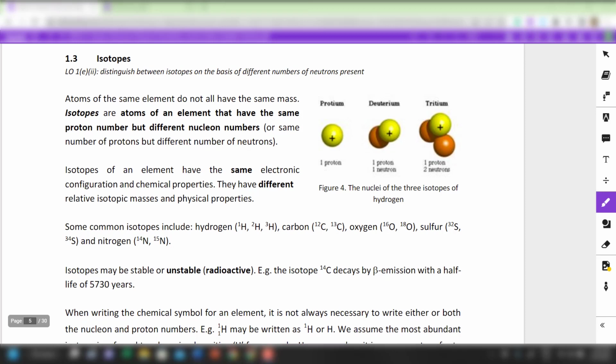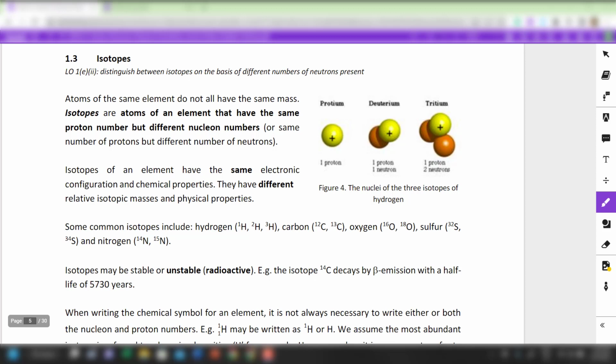You have learned about isotopes in secondary school, so we are just going to recap what an isotope is. Isotopes are atoms of an element that have the same proton number but different nucleon number. That means that they have the same number of protons but different number of neutrons. An example here will be hydrogen. Hydrogen has 3 common isotopes: protium, deuterium, and tritium. So for protium, 0 neutron, deuterium 1 neutron, tritium 2 neutrons.